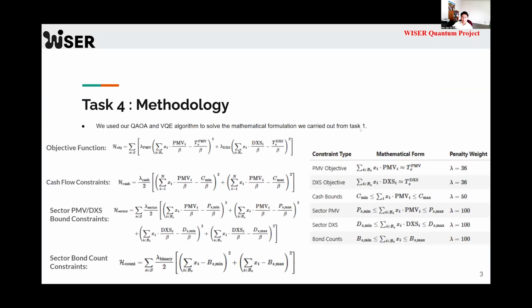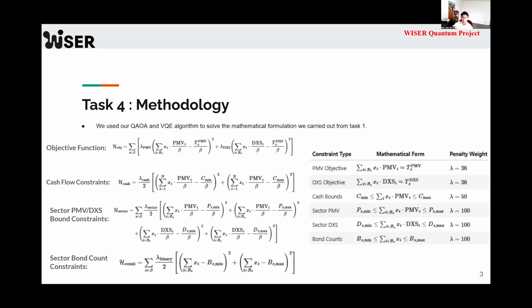In task 4 here, we used quantum routines to solve the mathematical formulation for task 1. Our models were subjected to numerous constraints, but the following are some of the most important ones. The key idea of the objective function here is to minimize the deviation from sector targets based on the portfolio market value, or PMV, and duration times spread, or DXS. For the second constraint, the main rule is to ensure total portfolio value stays within cash limits, keeping market value between set bounds. The third constraint enforces sector risk limits by keeping each PMV and duration times spread within predefined bounds. Finally, the last constraint controls portfolio diversification by capping how many bonds can be selected per sector, which prevents concentration in one sector.